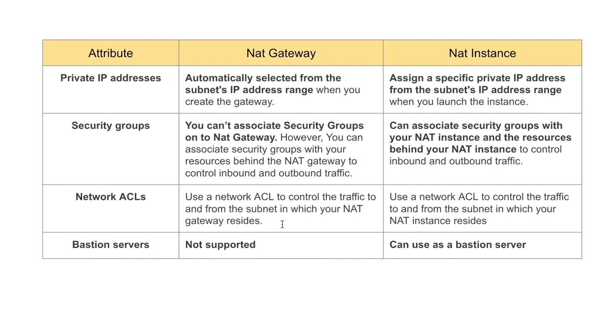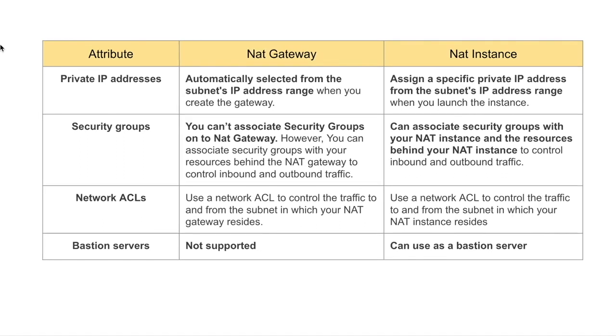And can we use NAT gateway as a bastion server? No, you cannot use the NAT gateway as a bastion server. What's the bastion server, guys? Basically the other way around. Whether or not you can designate a particular set of IP address range to SSH into your private instances via the NAT gateway. You cannot do that, but you can do that with NAT instances. We'll get into that in a bit as well.